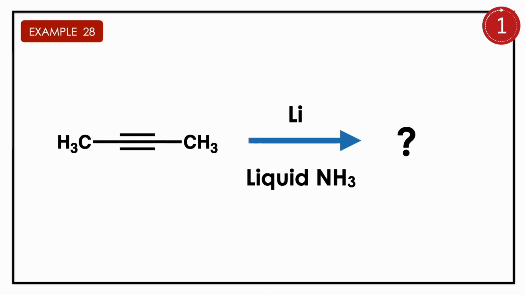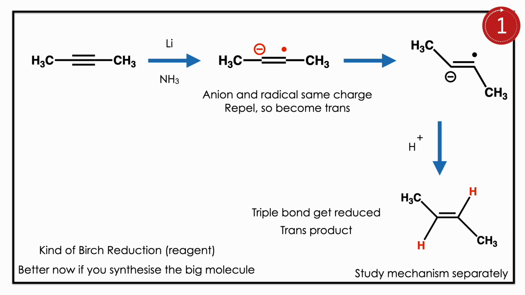Then the next example: you have butyne with the alkyne in the middle position, and you are using lithium and liquid ammonia. You should find what will be the final product. You have butyne, lithium and liquid ammonia.